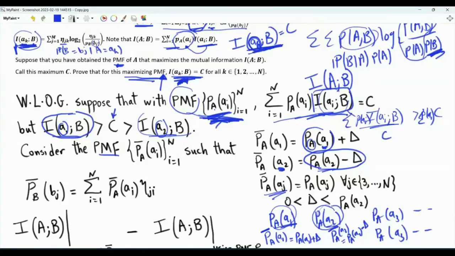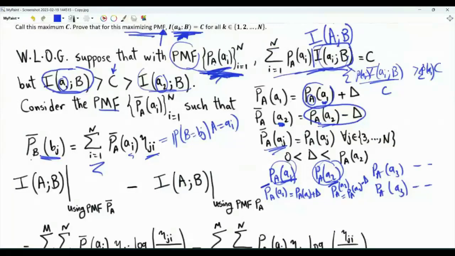And note, of course, that if we change the PMF of random variable A, the PMF of random variable B will change, because the probability that random variable B is equal to Bj, by the law of total probability, is the probability that random variable A is equal to AI times the conditional probability, which here is eta ij. So this is the probability that random variable B is equal to Bj, given that random variable A is equal to AI, and then we do a summation I from 1 to n. Now we are changing the A probability, so those probabilities will also change, as we will see.